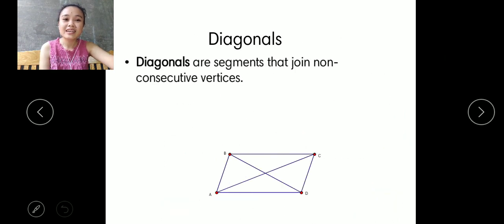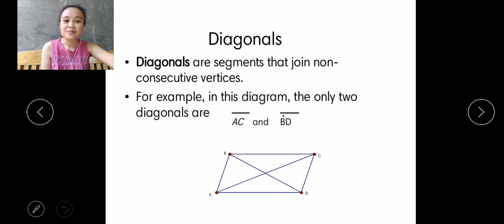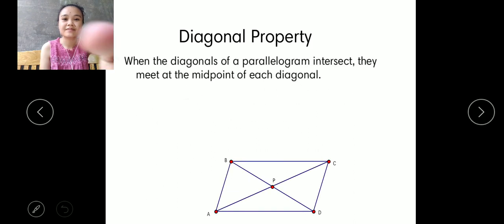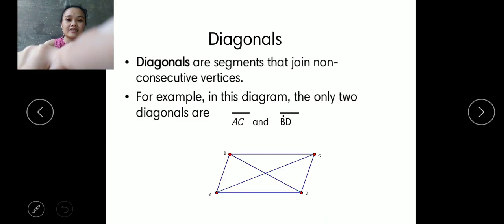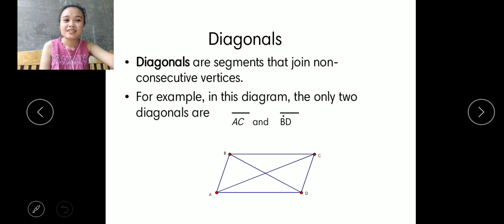Diagonals. Diagonals are segments that join non-consecutive vertices. So, for example, in this diagram, the only two diagonals are segment AC and segment BD. Again, we have segment AC and segment BD.